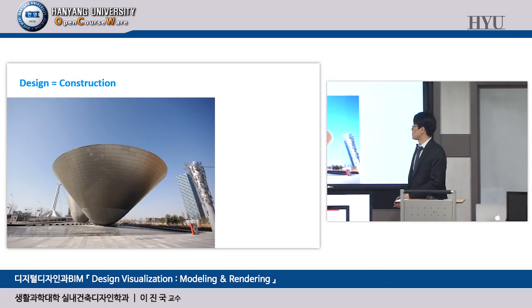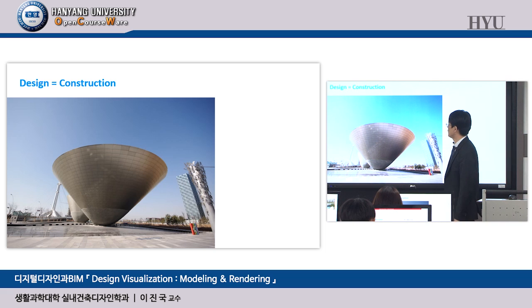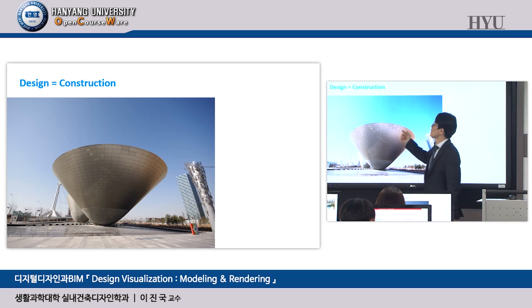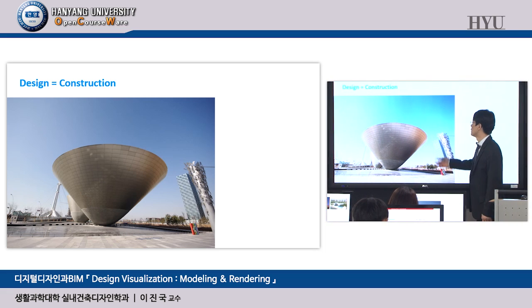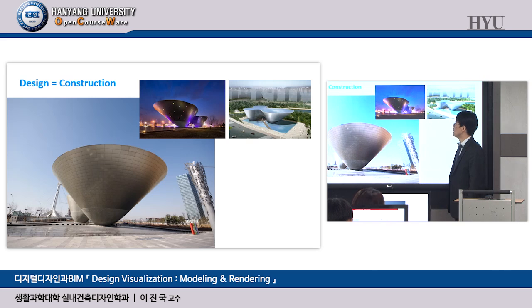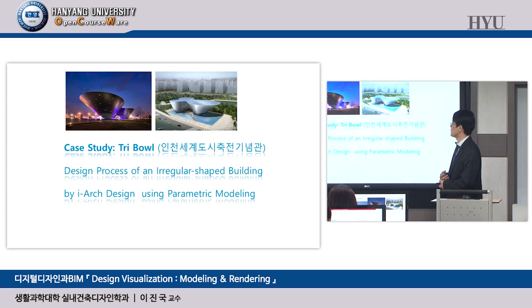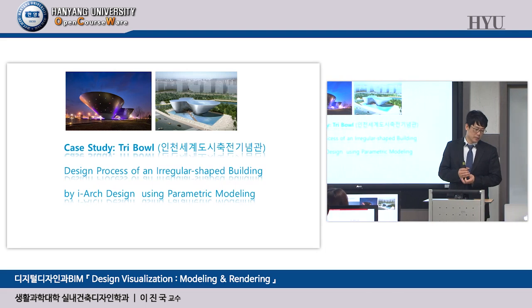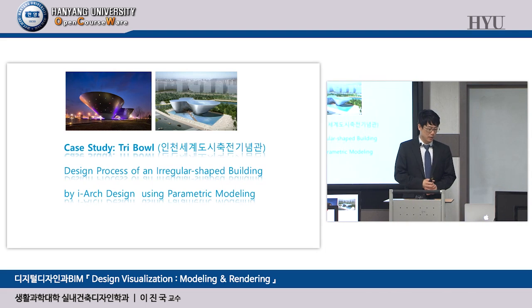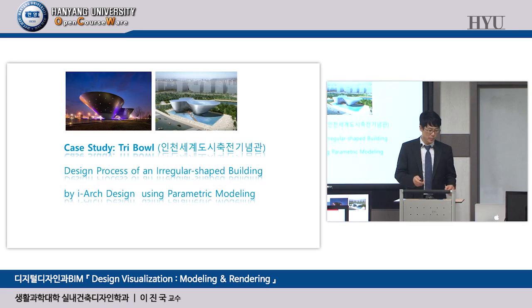So even if this one is not a 100% good example, instead I would like to introduce you to this one as one example which has design intent realized in the construction phase. Take a look. This is Tri-Bowl, okay? Let's take a look at the Tri-Bowl design process, and how to design and how to realize this building quickly, okay? This one was designed by IARC Design using a very representative and famous parametric modeling tool.